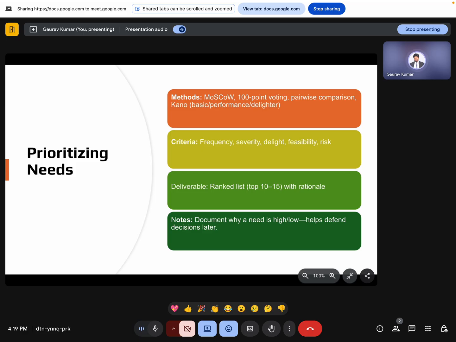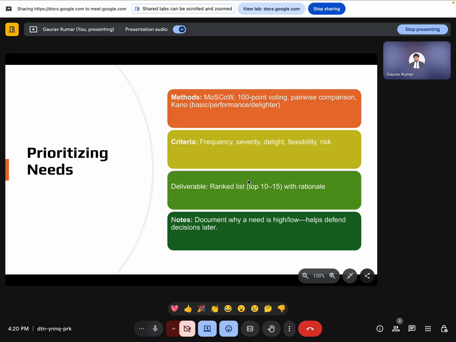In assistive products, safety and fatigue reduction often rank highest because they score high on both severity and frequency. When scores tie, I use risk and feasibility as tie breakers. So we ship faster and safer when we unlock high impact, feasible needs first.